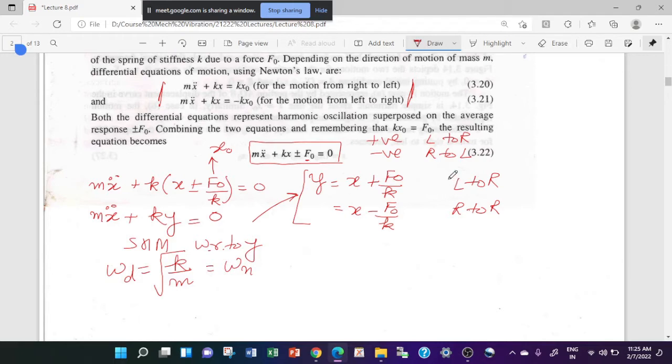Now, this is the differential equation. This will have a usual solution. Sorry, this I should write. Okay, let me correct this.